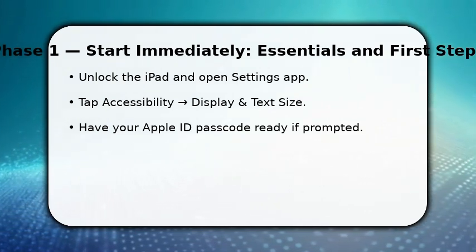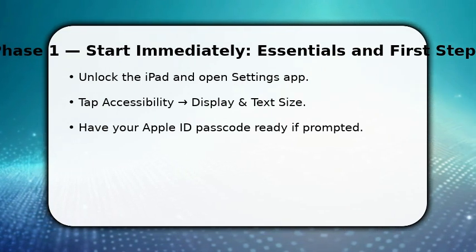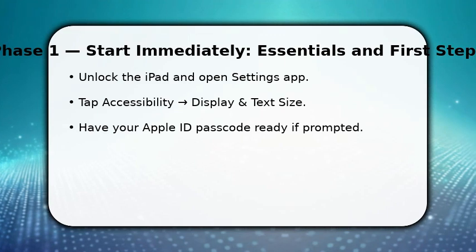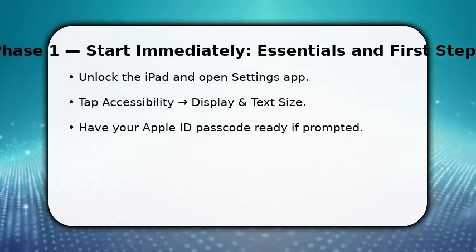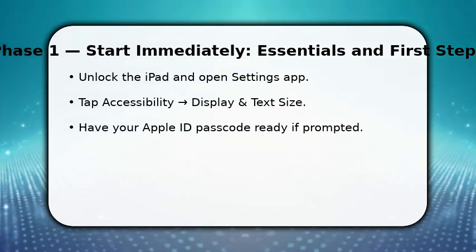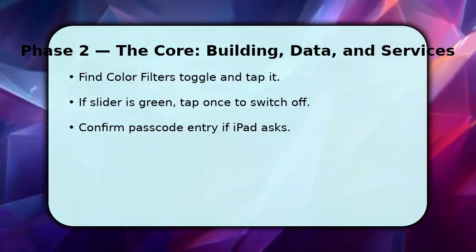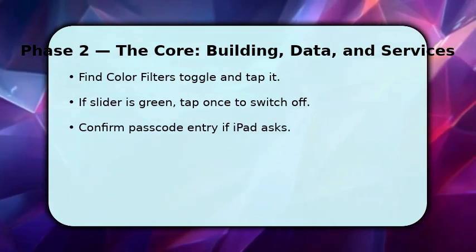Make sure you can enter the device passcode if asked, because changing accessibility settings may require authentication. Now, move to the next screen. You're one step away from turning filters off. You'll see color filters near the top of this display and text size panel. Tap its row to open the controls.